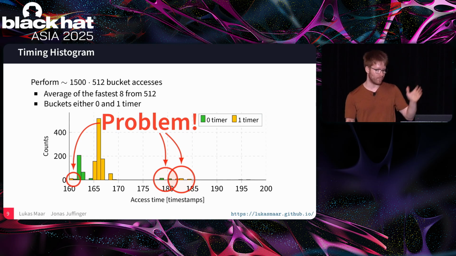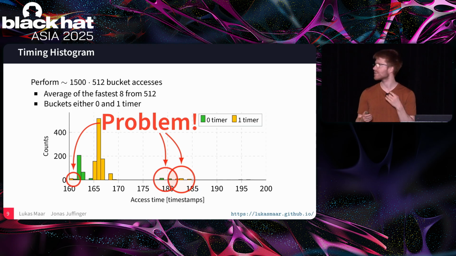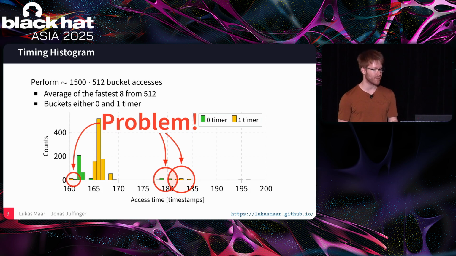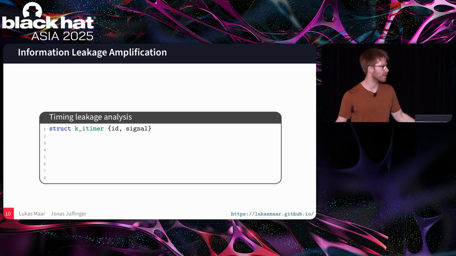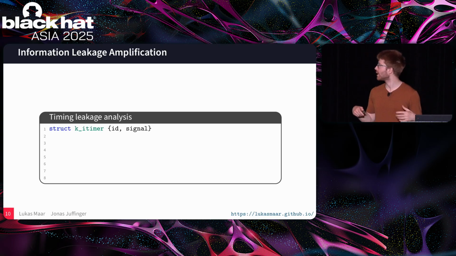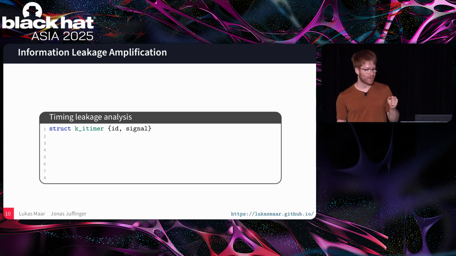So we know we have the side channel, but we need to make it more precise and better, with fewer false negatives and fewer false positives. What we did there, we did some timing leakage analysis. Again, we analyzed the code in more detail. So we analyzed the struct, which is stored in the hash bucket.